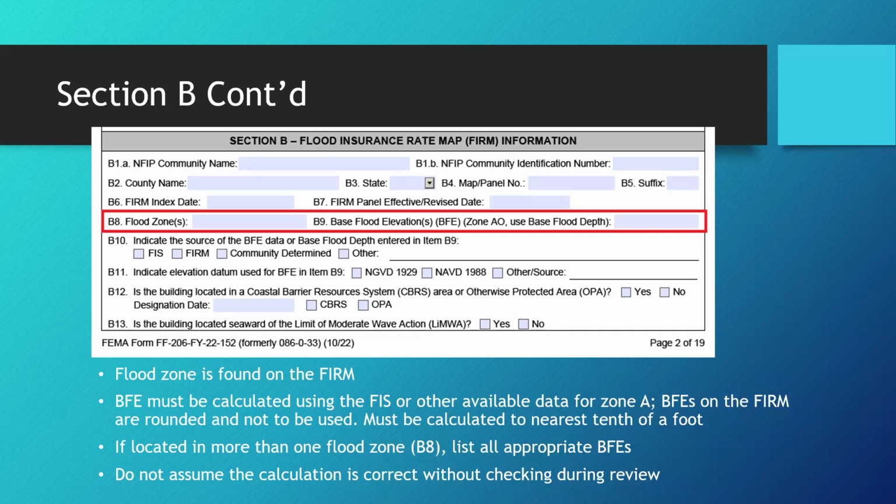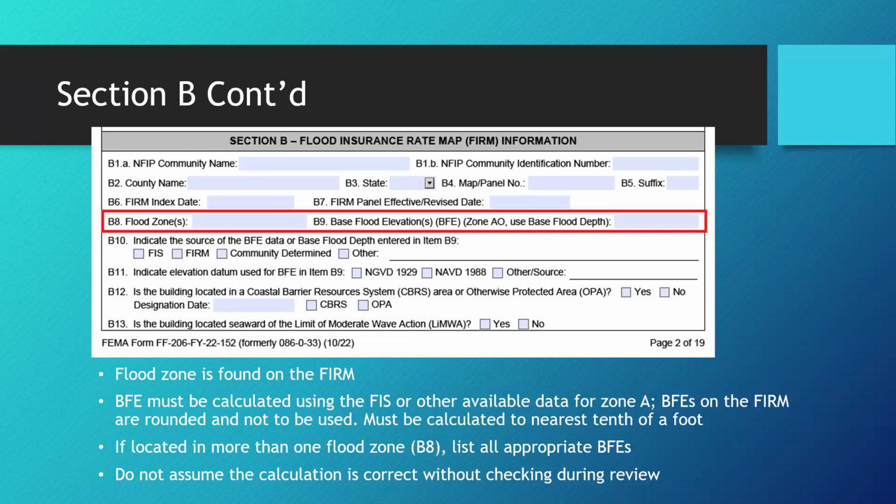Those are rounded, so they shouldn't be used. It needs to be calculated to the nearest tenth of a foot. So if you get an elevation certificate that doesn't have the decimal point, you can assume that it's been rounded or something and that it needs to be corrected.